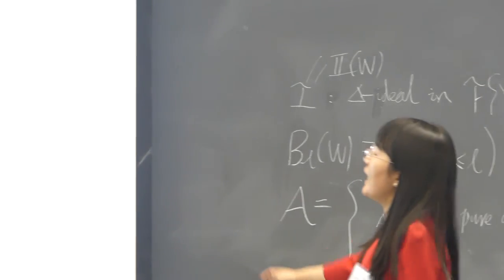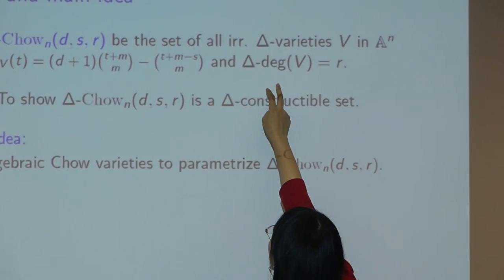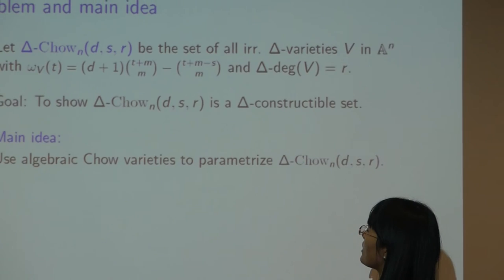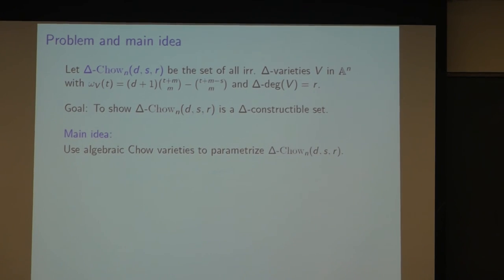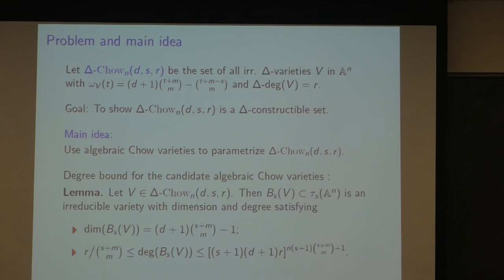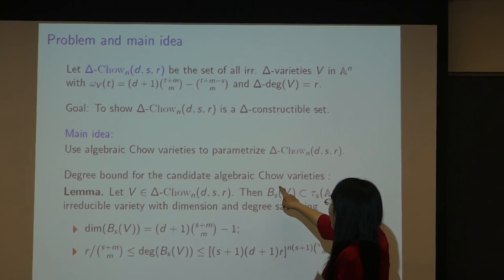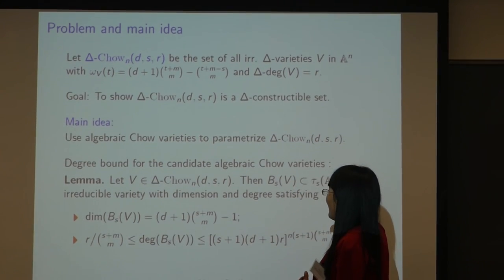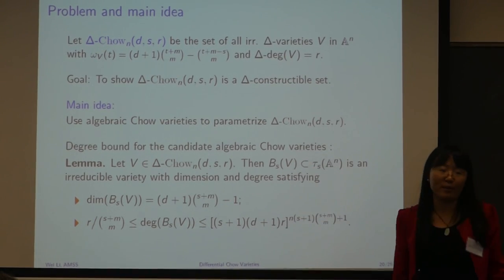Suppose we consider the set of all irreducible differential varieties of Kolchin polynomial in this form and differential degree R. We want to show this is a differential constructible set. And the technique is like what we did in the ordinary case. We also use algebraic varieties to parameterize the differential varieties of this set. And we need to give the candidate algebraic varieties we consider. We use this lemma to bound the degree of the candidate varieties.